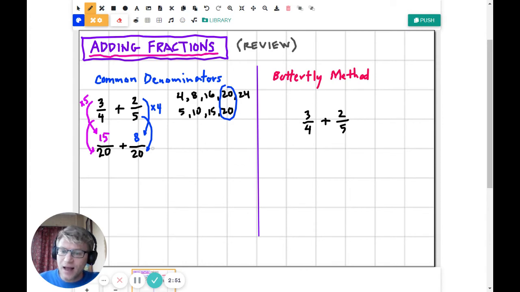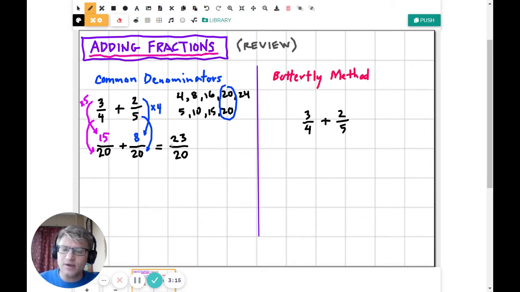Now, I've got a common denominator, which means now I can add them together, right? So now I can put an equal sign, and I can add up 15 plus 8, which will give me 23. And I don't add the 20. I just keep the denominator the same. So kind of like that whole thing where you're counting equal parts now. We've basically broken these into equal parts. And now I've got 23 over 20.